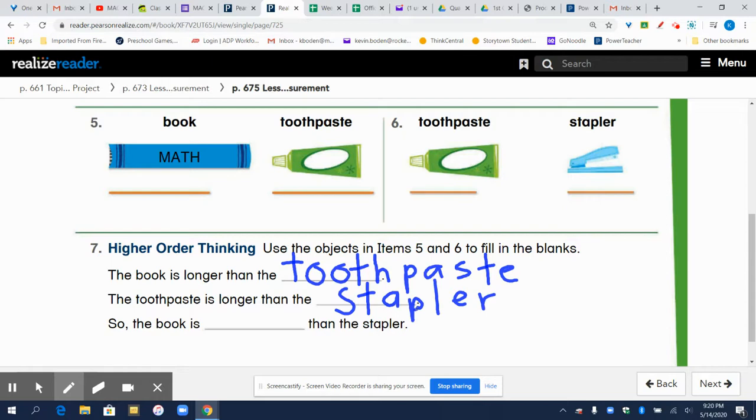And number 7. So the book is blank than the stapler. So are we going to say the book is longer than the stapler or shorter than the stapler? How do you know that? Yeah, that's right. But how do you know? That's right. That's exactly right. So the book is longer than the stapler because look, the toothpaste is longer than the stapler and the book is longer than the toothpaste. I know that's crazy confusing. That's why it's higher order thinking. So the book is longer than the stapler. It's also longer than the toothpaste too. All right, finish writing that one and I'll see you on the back for number 8.